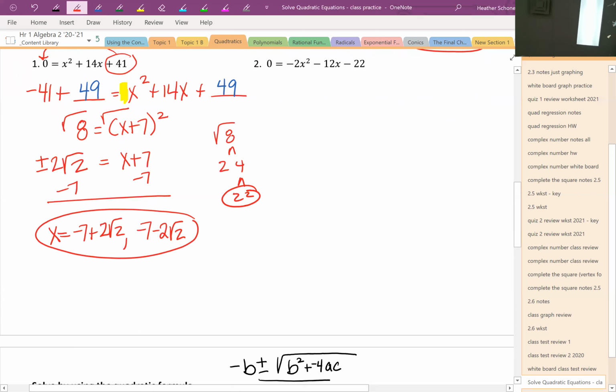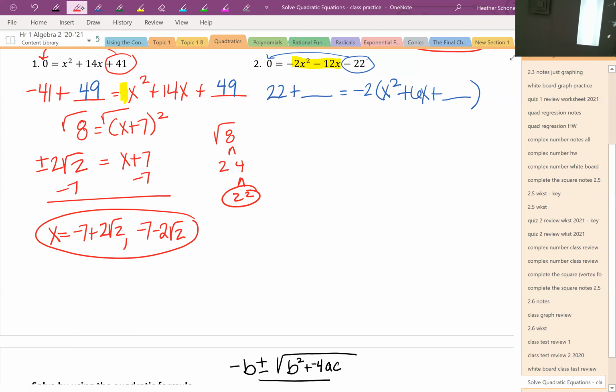Okay, let's try this again on number 2. On number 2, the first thing is to move that negative 22 over. So that gives me positive 22 plus blank equals, now this is not an invisible positive 1. So I have to factor out that negative 2. And when I factor it out, I'm factoring out from just these terms because that 22 is now on the other side. So negative 2x squared divided by negative 2 is x squared. And negative 12x divided by negative 2 is positive 6x plus blank.